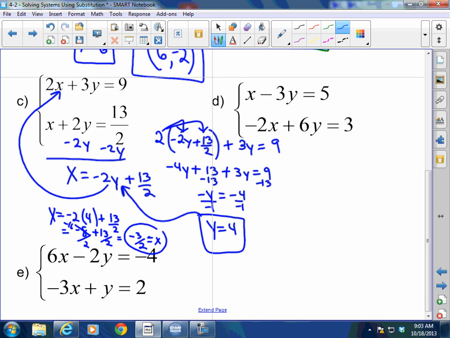That's what my x is. So what is my solution for this one right here? Negative 3 halves, comma 4. Remember, my friends, it's always the x, comma, then the y. It's an ordered pair. Does that make sense, people?